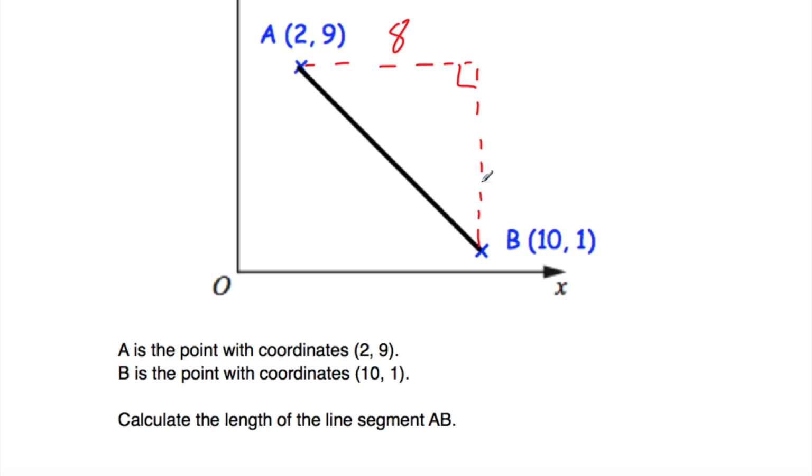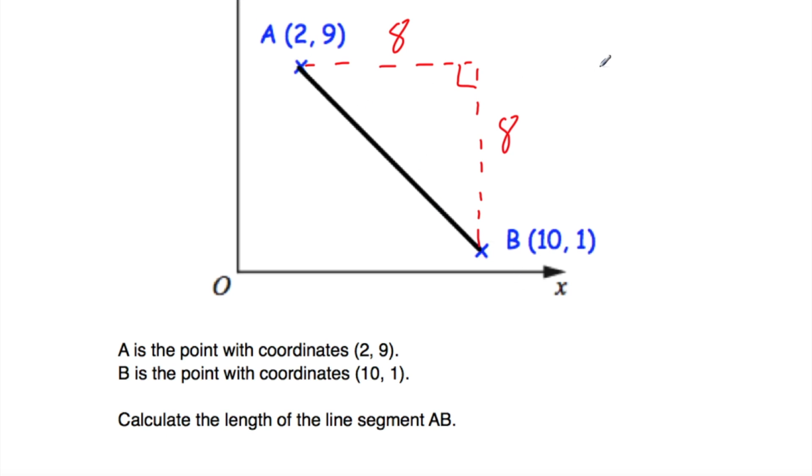And then to find the length of this side of the right angle triangle, we're going to consider the heights. The height of this point is 1. The height of this point is 9. So we're going from 1 up to 9. So we're going up another 8. So that's 8 there. So we've got the length of that side is 8 and the length of that side is 8. And then we want to find the length of AB.